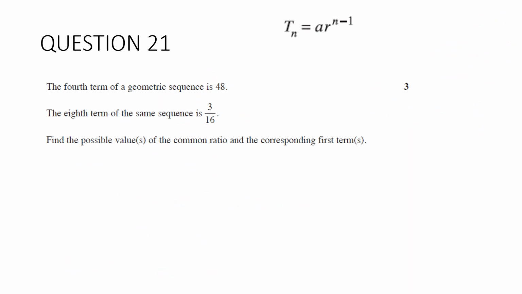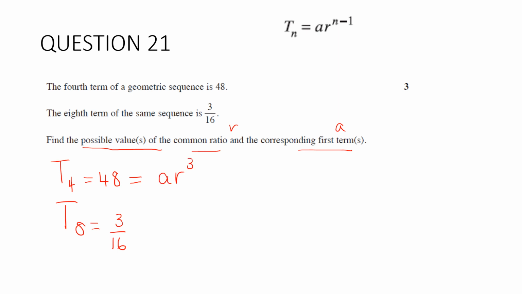Question 21. The fourth term of a geometric sequence is equal to 48. The eighth term is equal to 3 over 16. Find the possible value or values of the common ratio and the corresponding first term or terms. Okay, so from our formula, this is going to be AR cubed, and this one is AR to the power of 7. So we've got two equations we want to solve simultaneously.